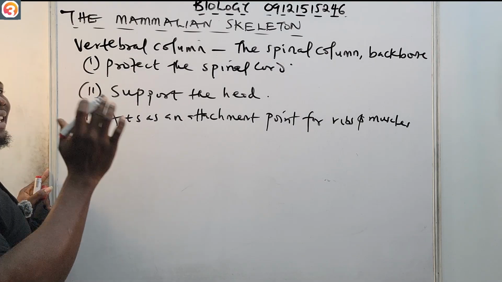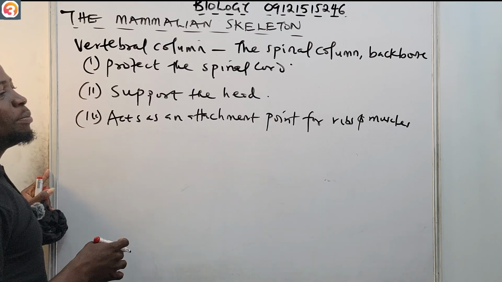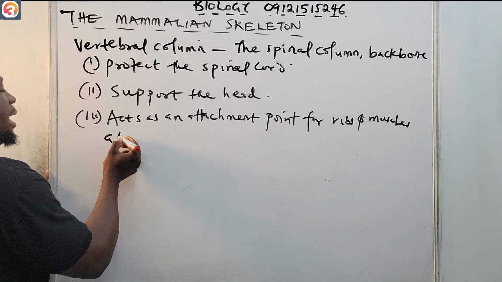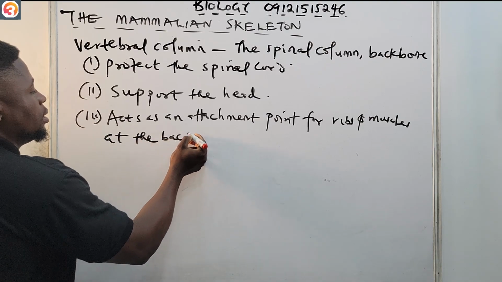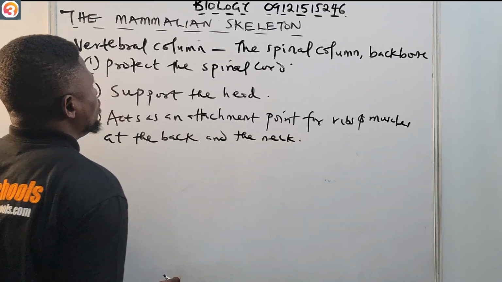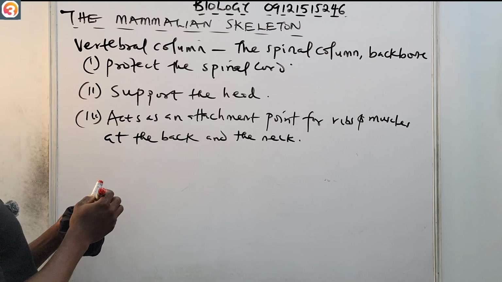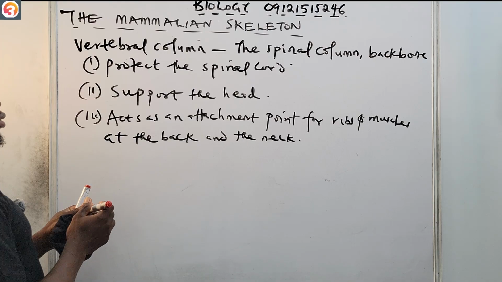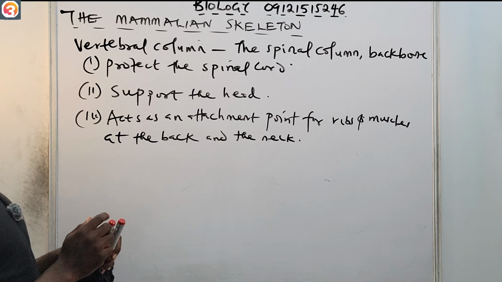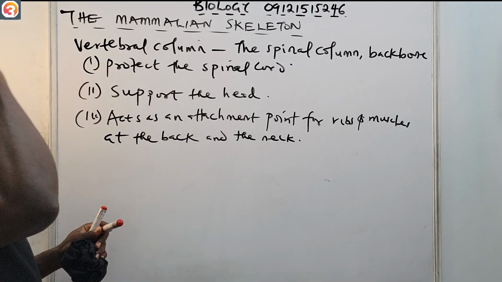At the back and at the neck. So the vertebral column is called the spinal column. The backbone protects the spinal cord, supports the head, and acts as an attachment point for ribs and muscles at the back and at the neck.